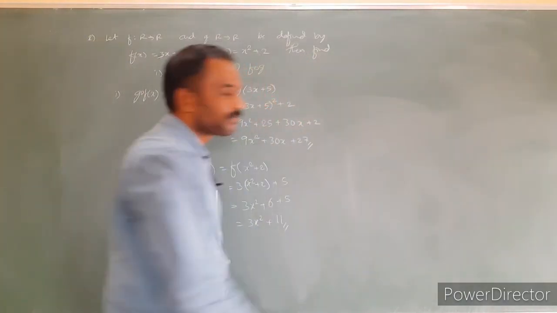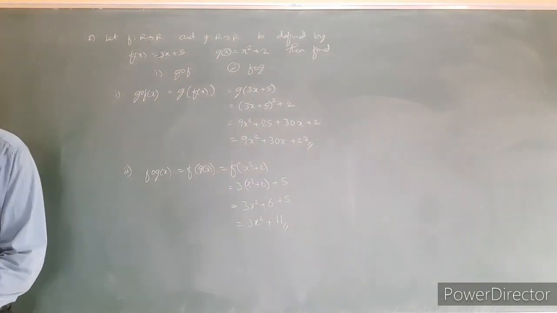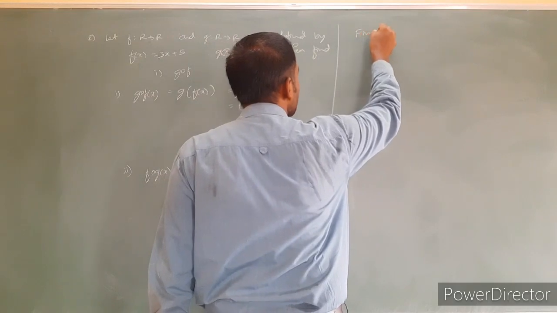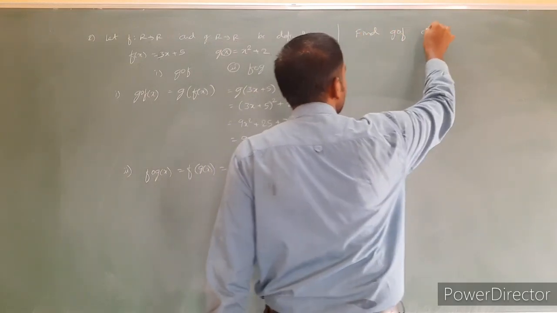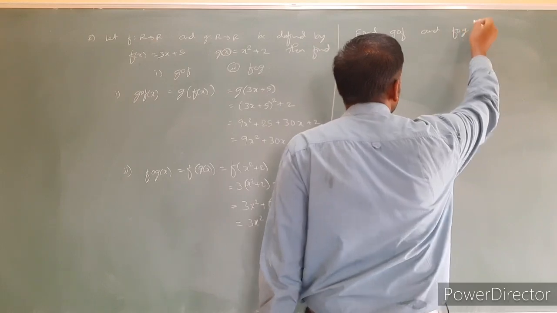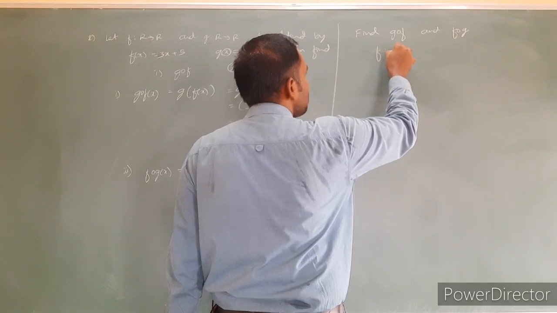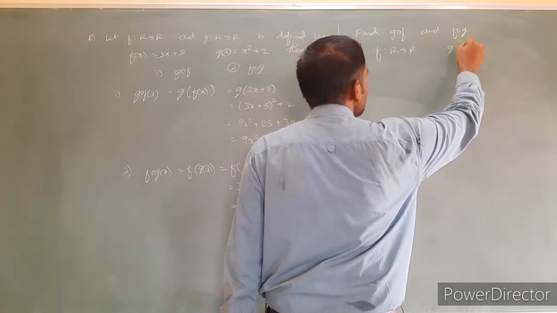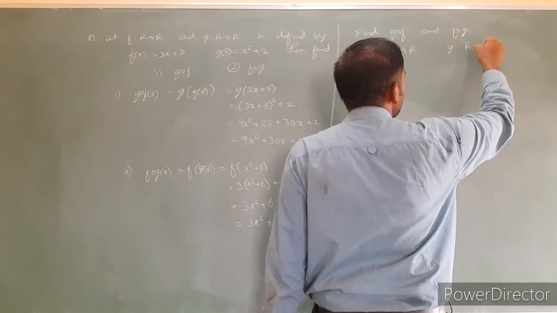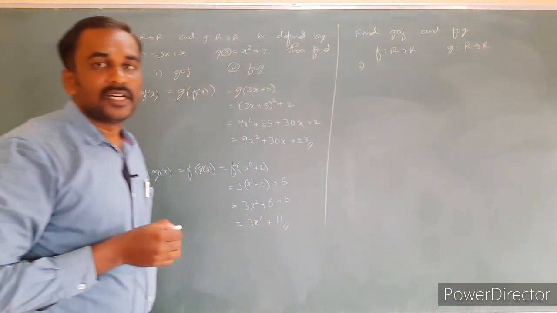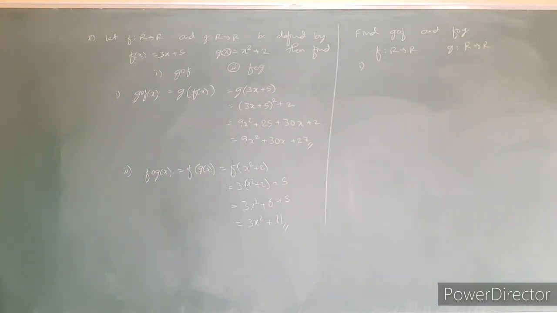Are you clear about this one? Yes. Now, just for practice purposes, take another example. Find g circle f and f circle g of the following functions, where f is defined from R into R as well as g is also defined from R into R. Both f and g are defined from real numbers to real numbers. In such a case, find g circle f and f circle g. Very important question for 2 marks or 3 marks.